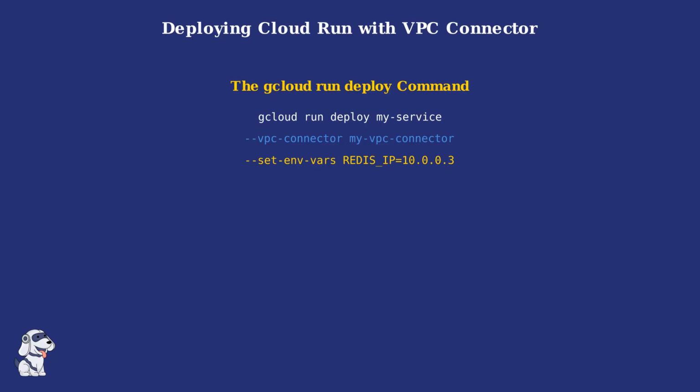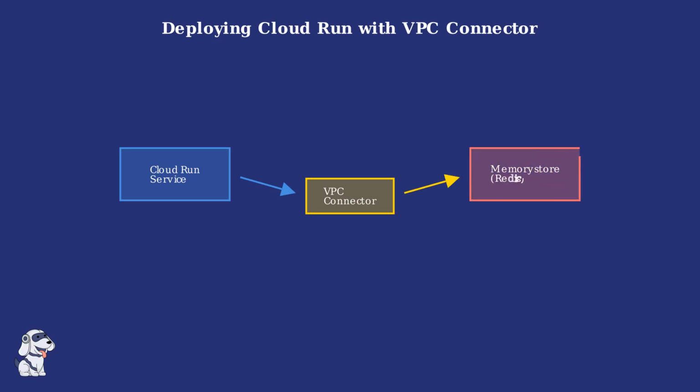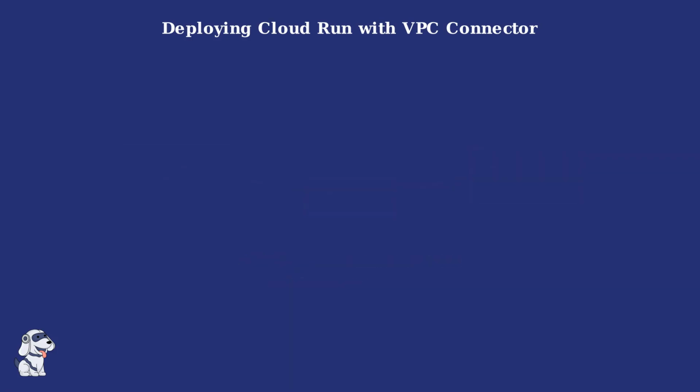The set-env-vars flag configures the Redis IP environment variable with the private IP address of our memory store instance. We also specify the region to ensure our service deploys in the same region as our VPC connector and memory store instance. Let's visualize how these components work together during deployment. Here's the deployment architecture. Our Cloud Run service connects through the VPC connector to reach memory store securely. The Redis IP environment variable contains the private IP address of our memory store instance, allowing our application code to connect directly.